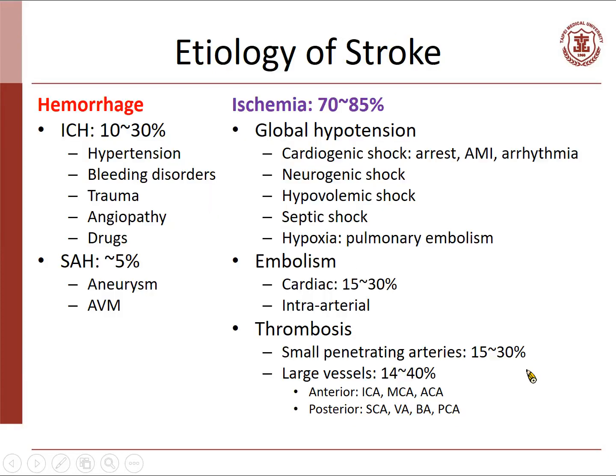How about the prevalence and frequency of the different strokes? Ischemic stroke takes about 70 to 85%. It can be caused by global hypotension, embolism, or thrombosis. How about hemorrhage? Hemorrhage takes about 10 to 30%, and a small amount is caused by subarachnoid hemorrhage, usually caused by aneurysm rupture or AV malformation in the large arteries.